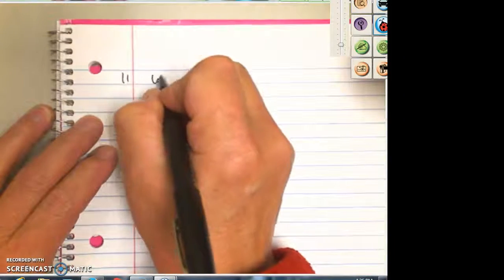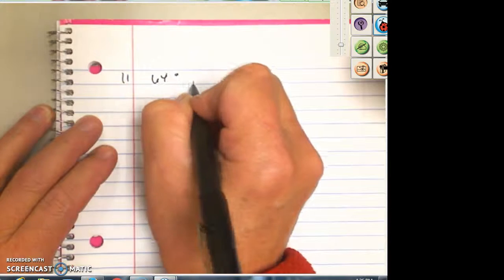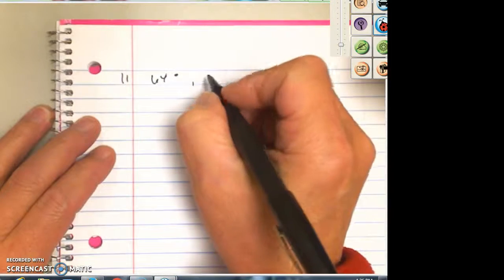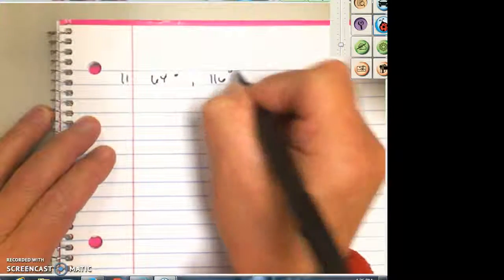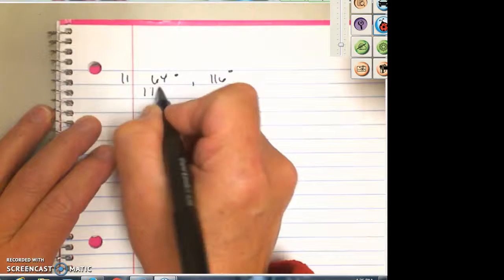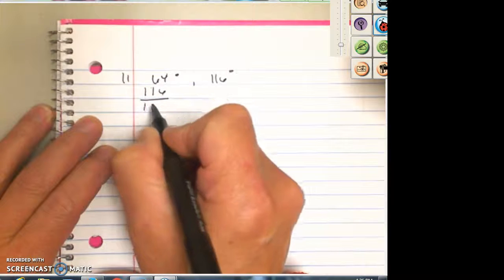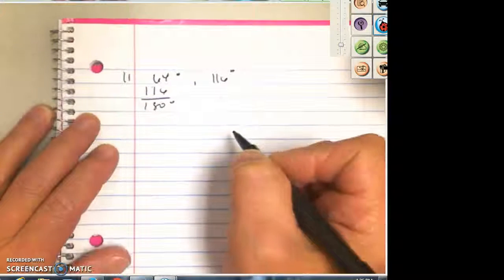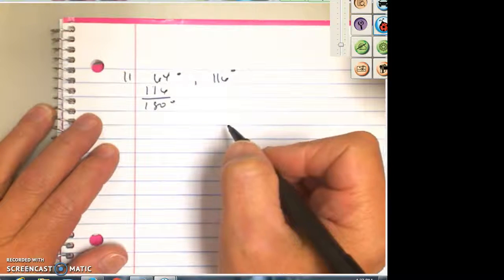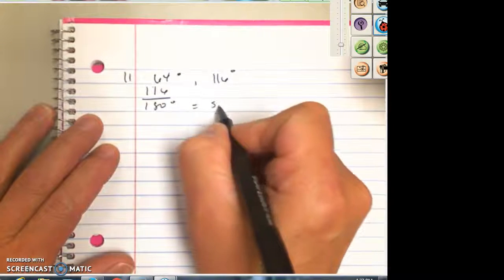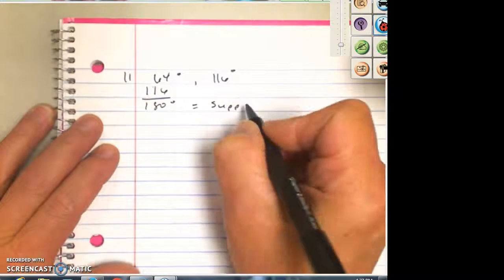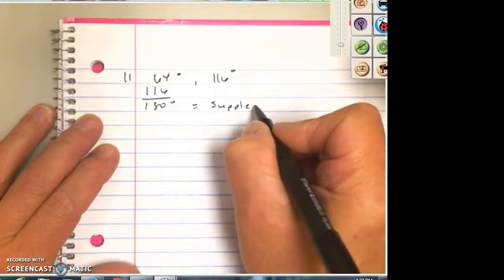So number 11, we have an angle that is 64 degrees, and we have an angle that is 116 degrees. And if we add those two together, we have an angle that is 180 degrees combined, so we would say that that is supplementary. And again, check the spelling, make sure it's correct.